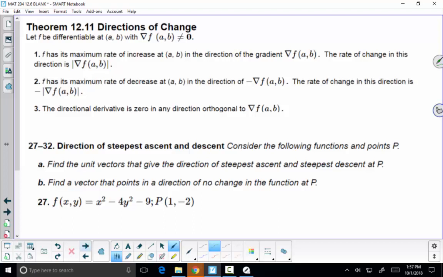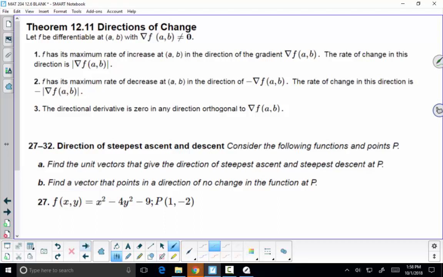So f has its maximum rate of decrease in the direction opposite the gradient, and that rate of change is -1 times the absolute value of the gradient. The directional derivative is 0 orthogonal to the gradient. The rate of change is 0. What comes to mind when you think of a rate of change of 0 with respect to a surface? Maximum or minimum? What's that? Maximum or minimum? Maxes and mins, that's one thing.